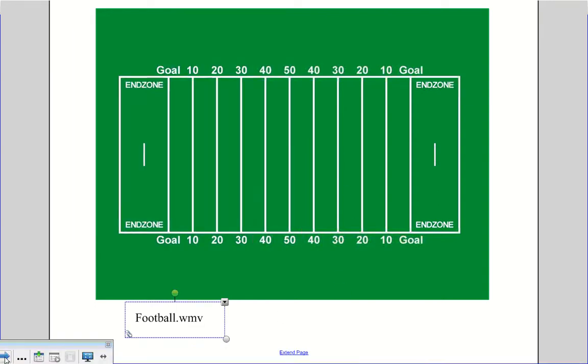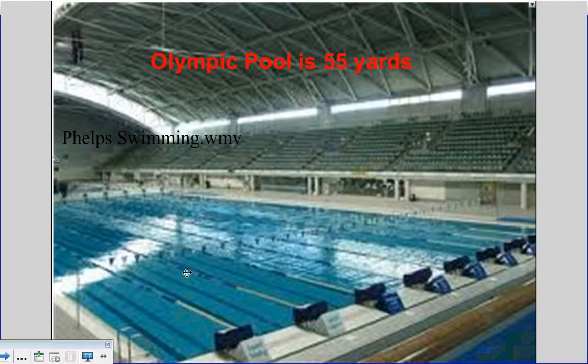Let's take a look at the next slide, see what we have. We're still talking about yards because an Olympic pool is about 55 yards. It's actually about 50 meters, which is roughly 55 yards. This is about half of what the football field was that we looked at. It's 5 yards more than half. Let's take a look at what it looks like when somebody is swimming in an Olympic-sized pool.